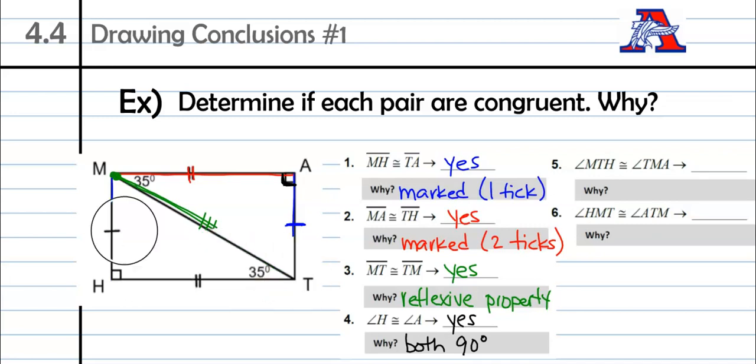Next one, I'm going to erase here so I get a clean slate for you guys. Angle MTH. I'm going to go from M down to T and out to H. So we're talking about this angle here. Is that congruent to angle TMA? So here's T to M to A. Are those congruent? Yes. And the reason, they are both marked as 35 degrees.